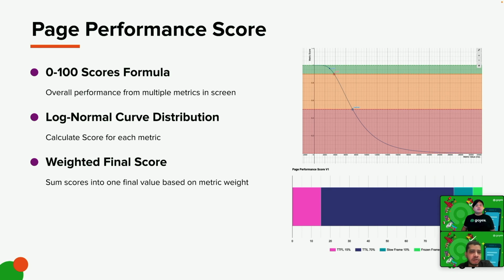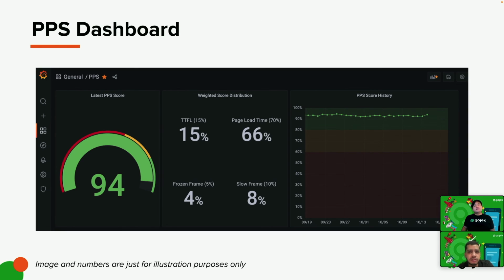Next, we have the dashboard for showing the page performance score. Here we have the panels for the latest page performance score, weighted score distributions, and the score history over a series of time.